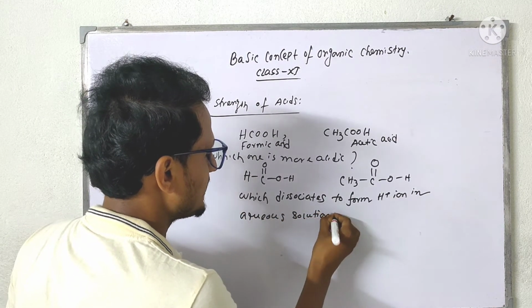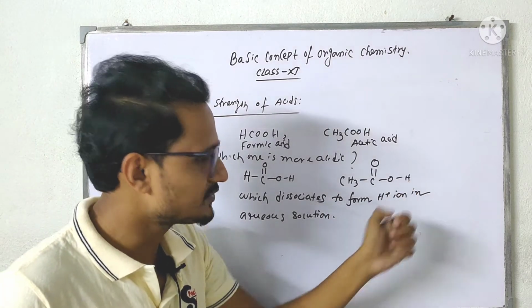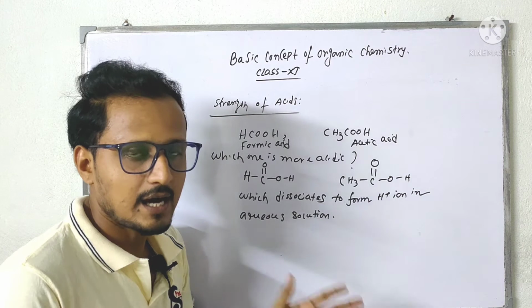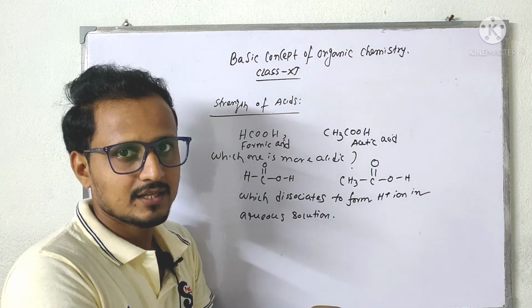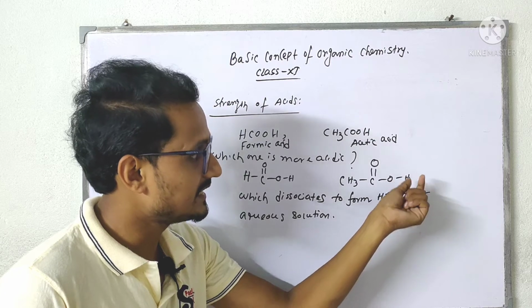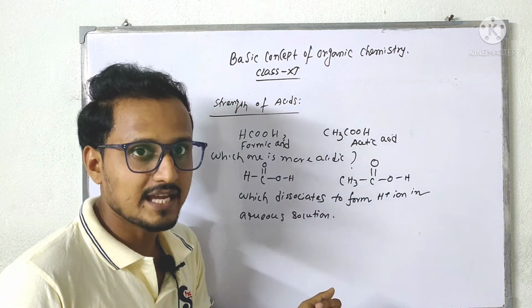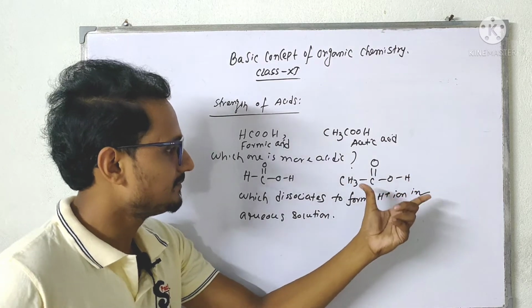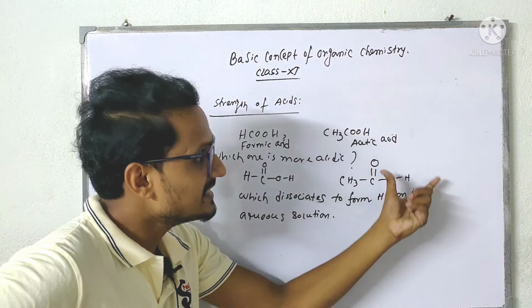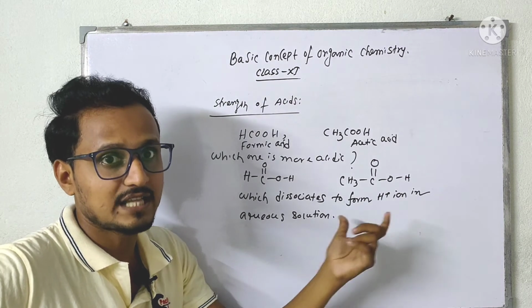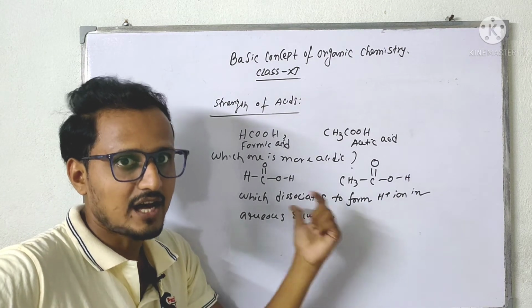Now to form H plus ion, this OH bond should be clipped. That means the OH bond should be broken. After that, H plus will be released. Now if this OH bond can be easily broken, then that acid will be more acidic. For a particular acid, if it can easily release H plus ion, that will be more acidic. The strength of that acid is very high compared to the other one.